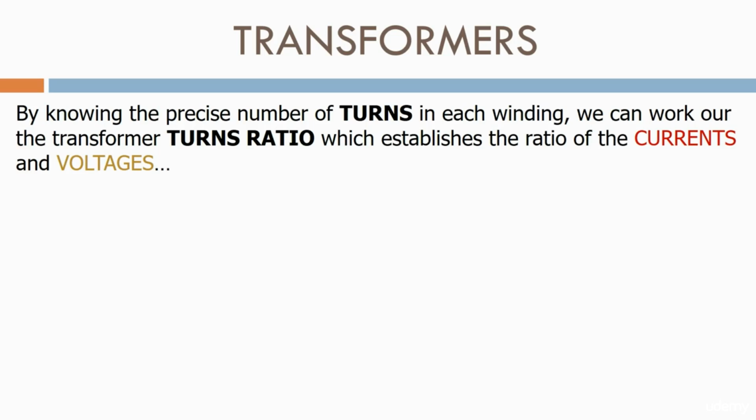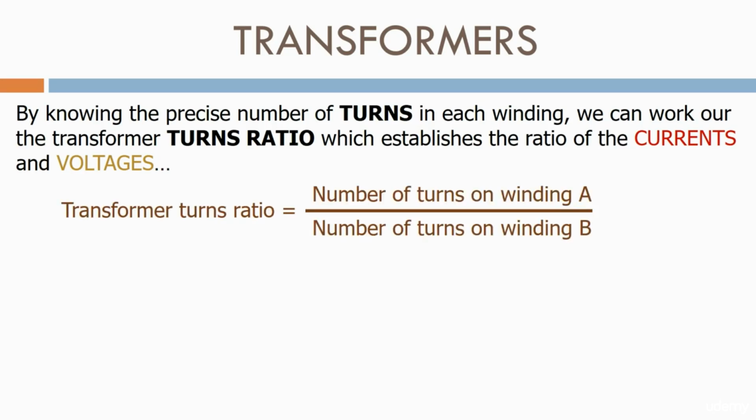By knowing the precise number of turns in each winding, we can work out the transformer turns ratio, which establishes the ratio of the currents and voltages. Transformer turns ratio equals the number of turns on winding A divided by the number of turns on winding B, equals NA divided by NB.